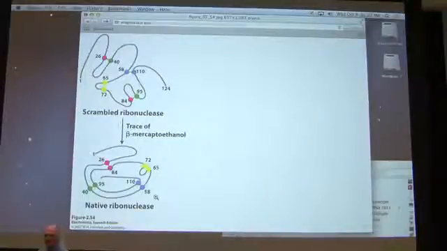Now, there's a puzzle for you. How come when I take away all the mercaptoethanol I see some of the activity back, but when I take away most but not all, I see almost 100% of the activity return? What's going on? Any thoughts? Yes?